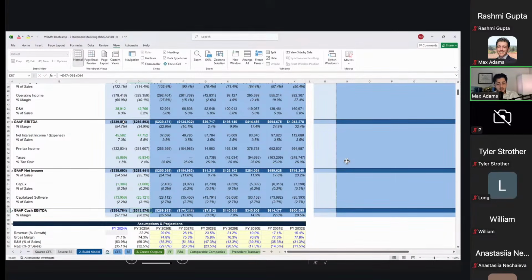Okay. So with that, any questions on projecting the income statement here? Any questions on how we get to this? What does yours look like? Any difficulties? Yeah, Josh.